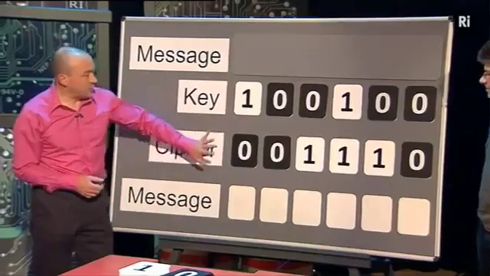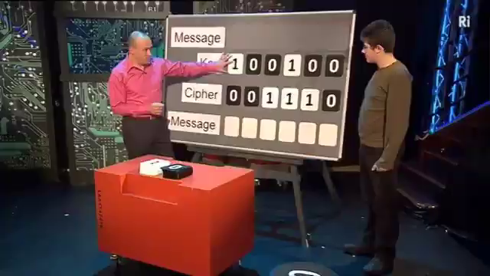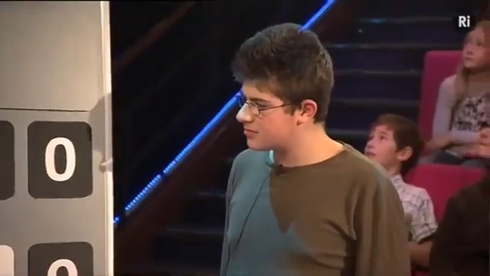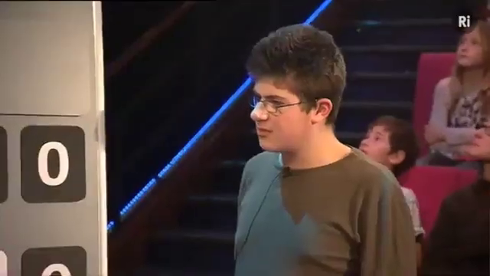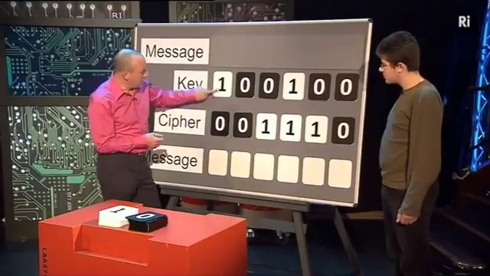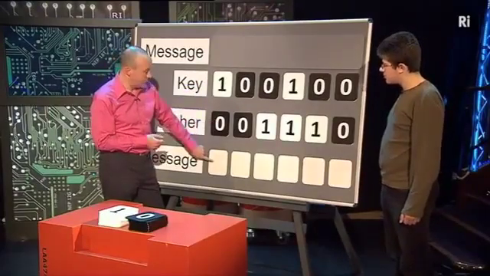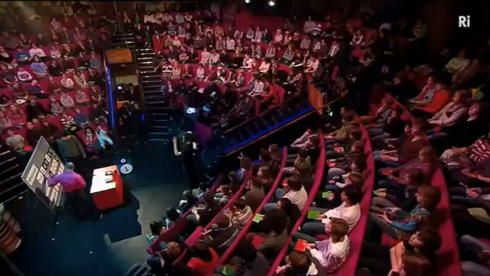So we've sent you a secret message here, which is also called a cipher. And we've also sent you the key that was used to lock the message. So what I want you to do is to use the key to unlock the cipher and work out what the original message was. Now the way we're going to do this is very simple. We take each column at a time, and if these two digits are different, we'll put a 1 in here. And if they're the same, we'll put a 0, okay? So I'll get you started.